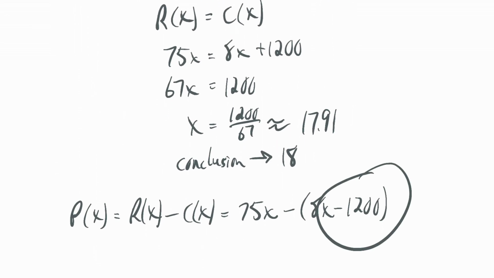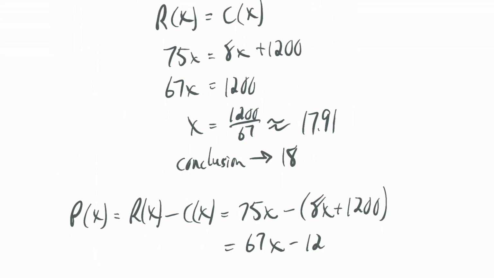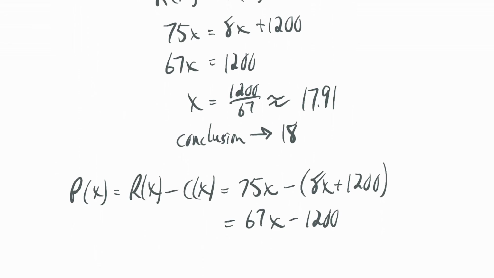Oh, in parentheses, it's still plus. Sorry about that. It's going to become minus. So 67x because I have 75x minus 8x. And then this minus also applies to the 1200. So minus 1200. So here's my profit function. So I could then check, well, if I plug in 18, do I get positive profit? If I plug in 19, do I get positive profit? And indeed you would, but it's something you could check for.